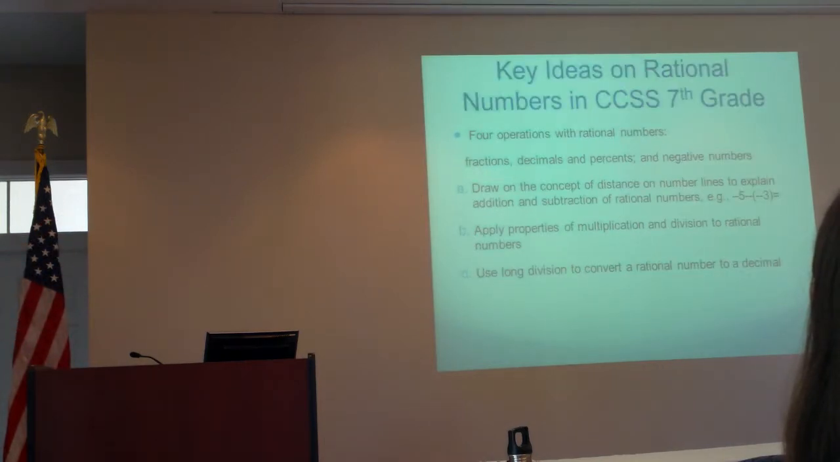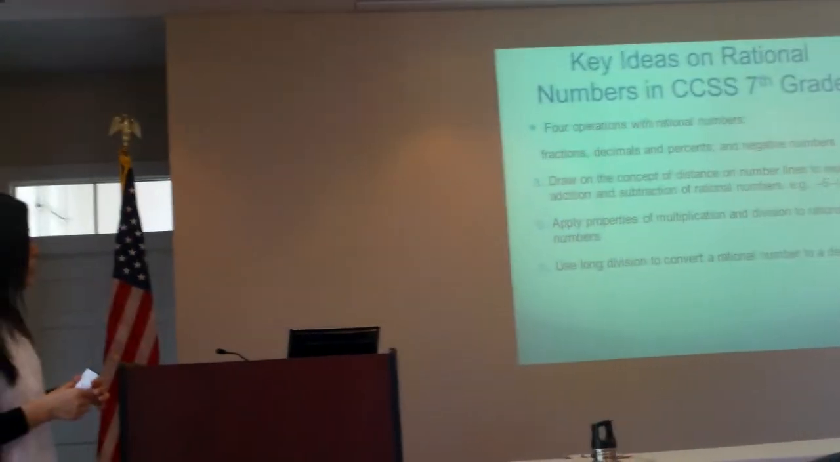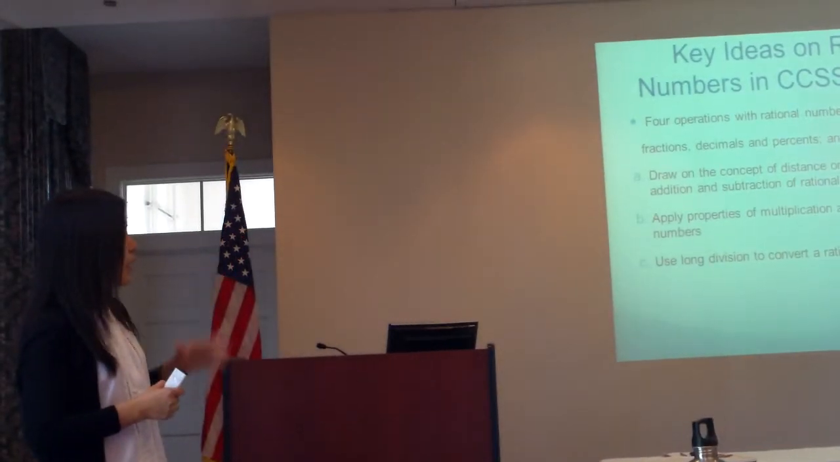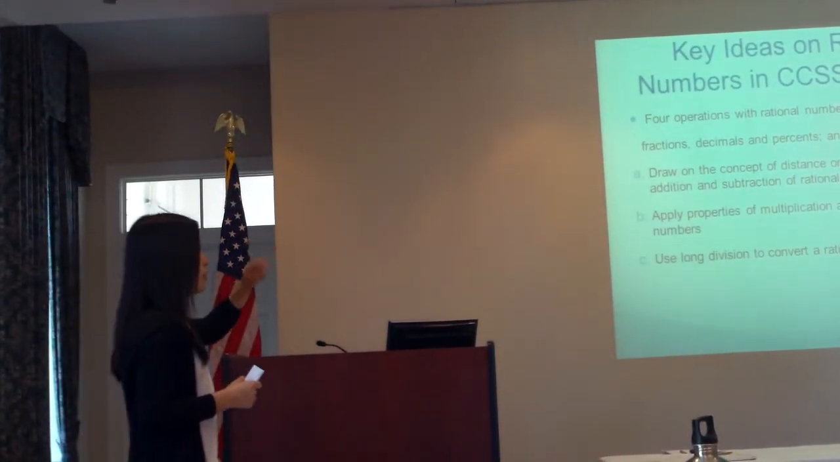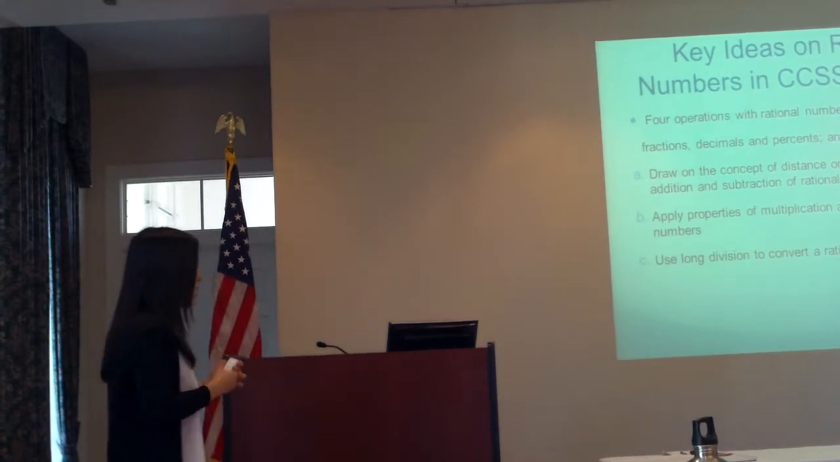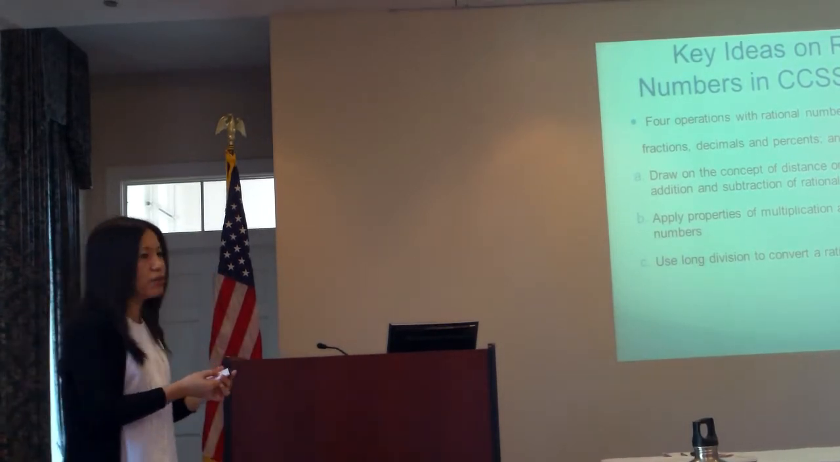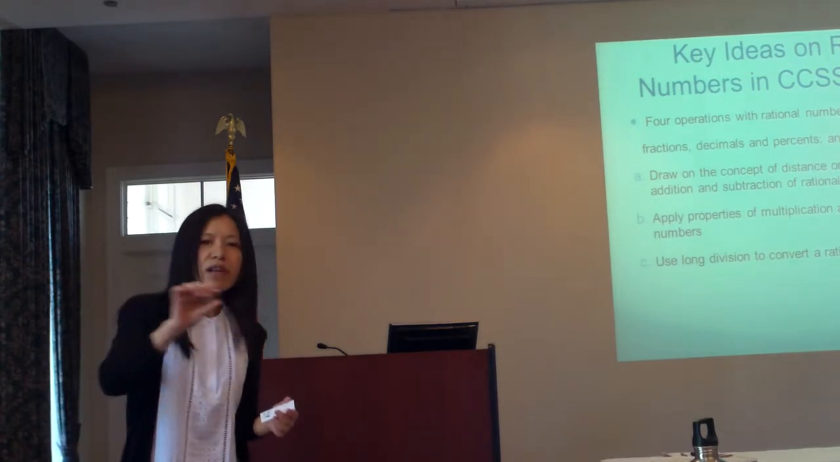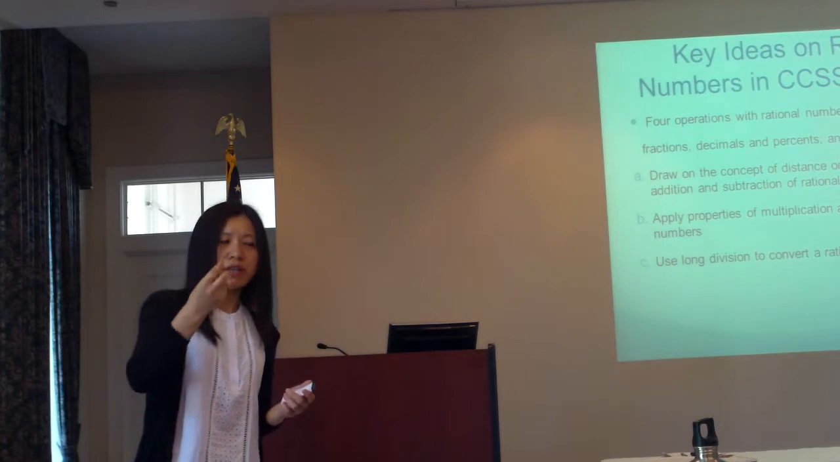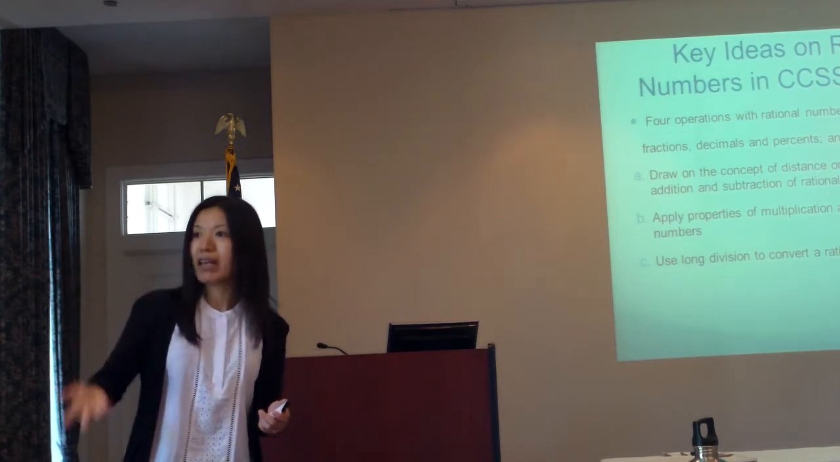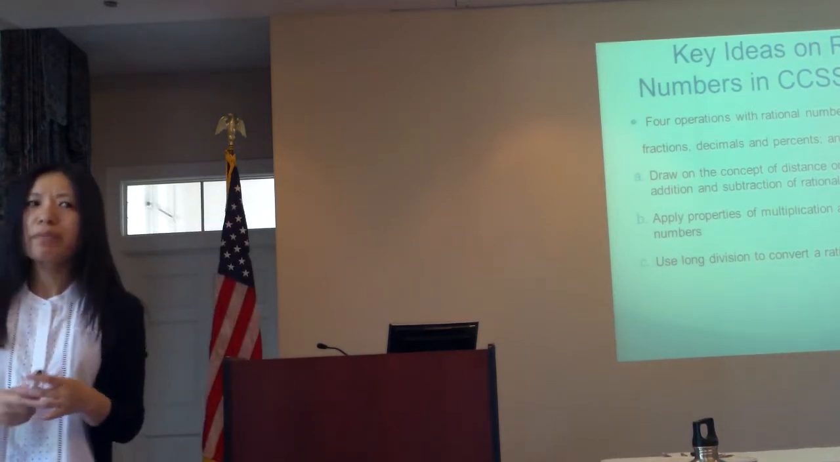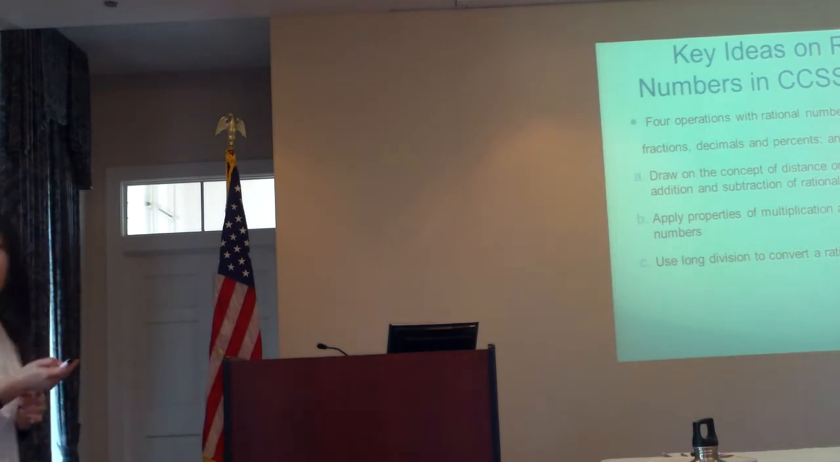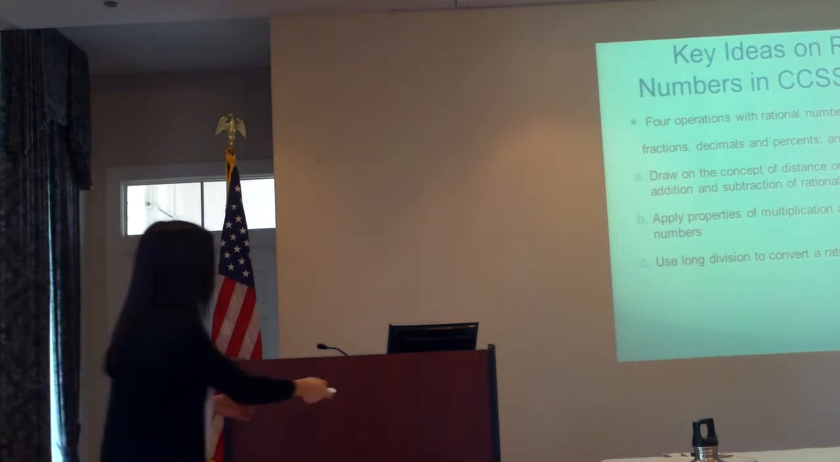Let me talk about rational numbers for 7th grade. The big idea for 7th grade rational numbers is four operations with rational numbers, including fractions, decimals, percents, and negative numbers. And especially, I saw that Common Core emphasized using the number line and the coordinates to teach students negative numbers. That is extremely important, and I'm so glad to see Common Core point that out.